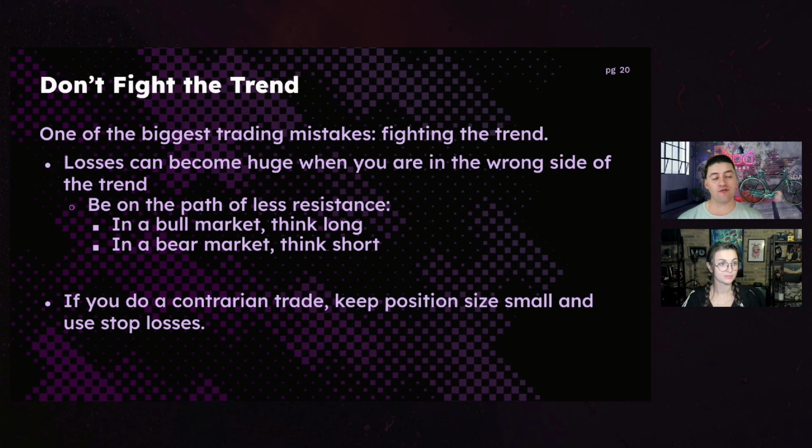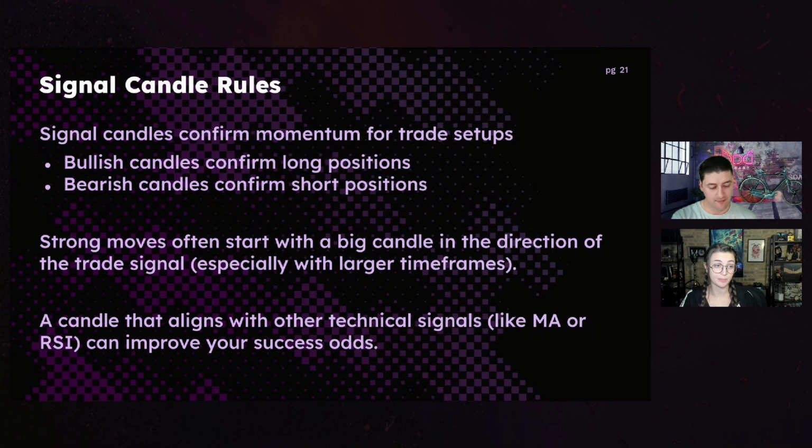Be on the path of least resistance. That's key. In a bull market, think long. In a bear market, think short. If you do a contrarian trade, one suggestion is to keep position size small and use stop losses. That's going to be a game changer, specifically if you're starting to trade. Do that, and you'll see. That's something I can definitely get behind.